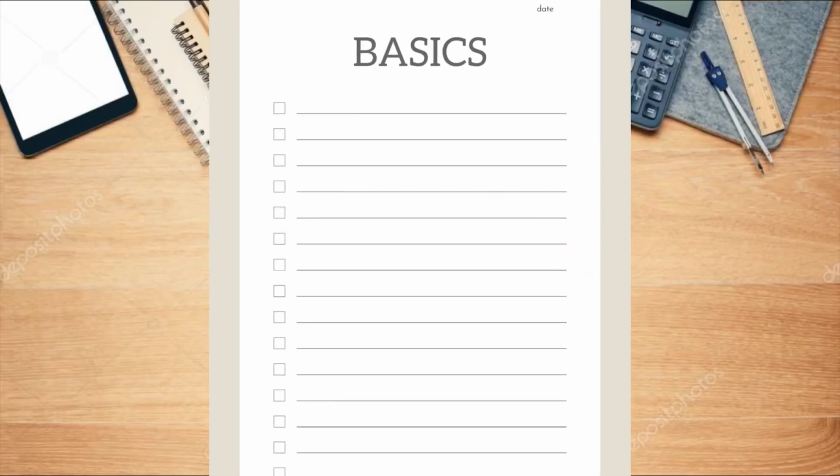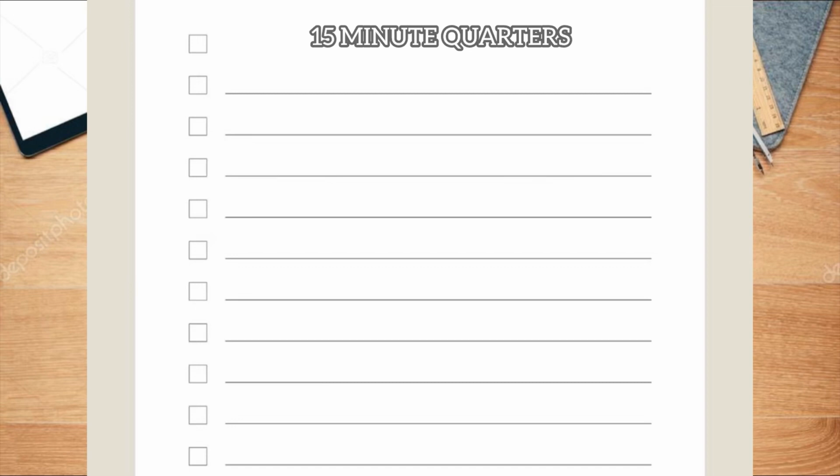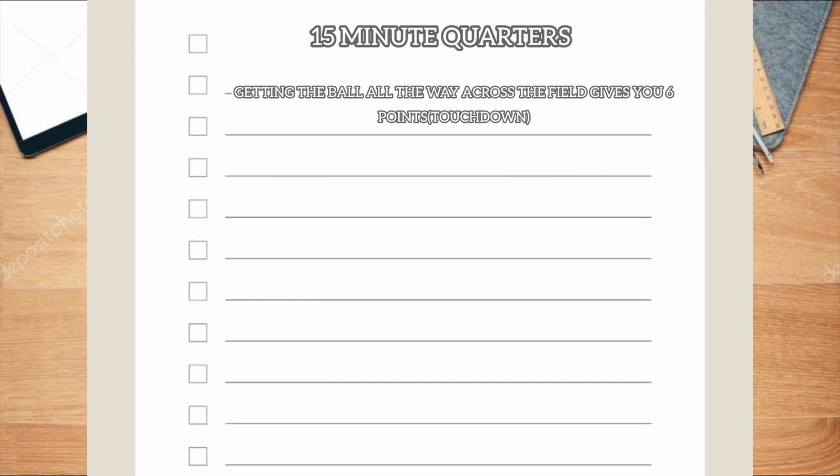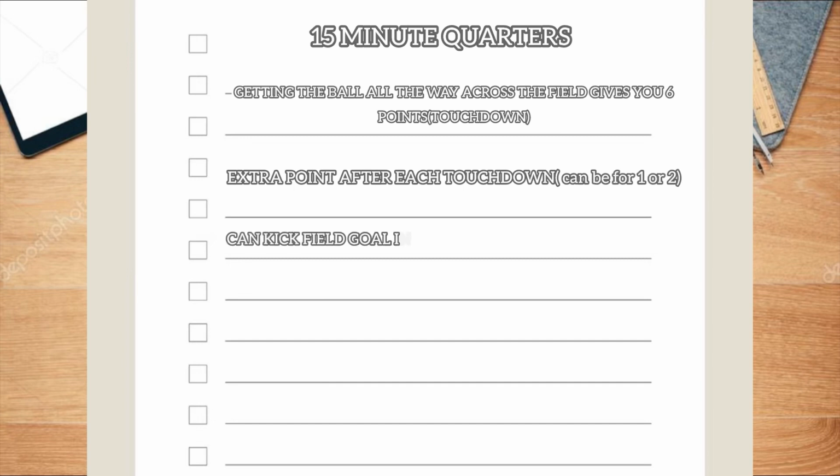Some of the basic rules of football are that there are 15-minute quarters. Getting the ball all the way across the field gives you 6 points, or a touchdown. An extra point is after each touchdown. It can be for 1 or 2 points. You can kick a field goal in between 2 posts for 3 points.